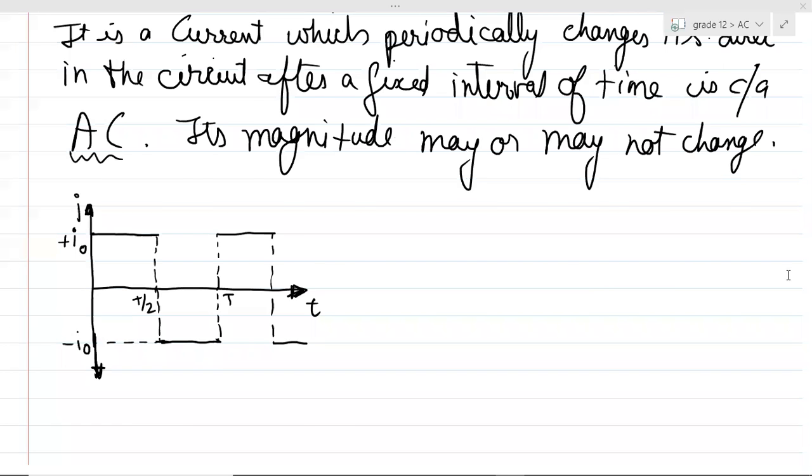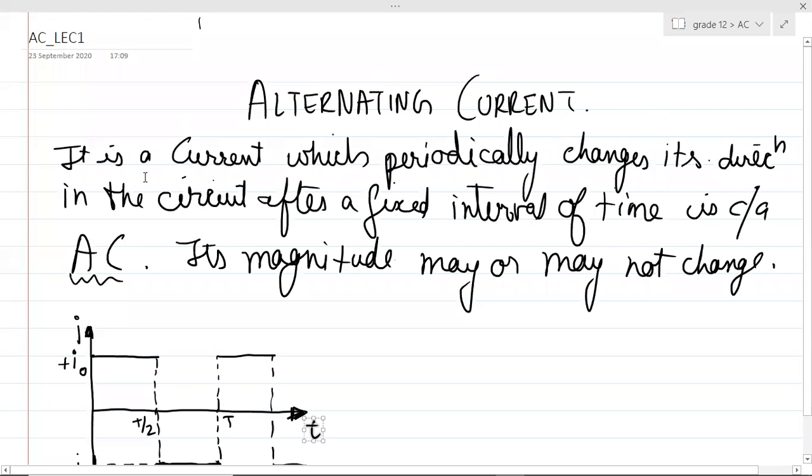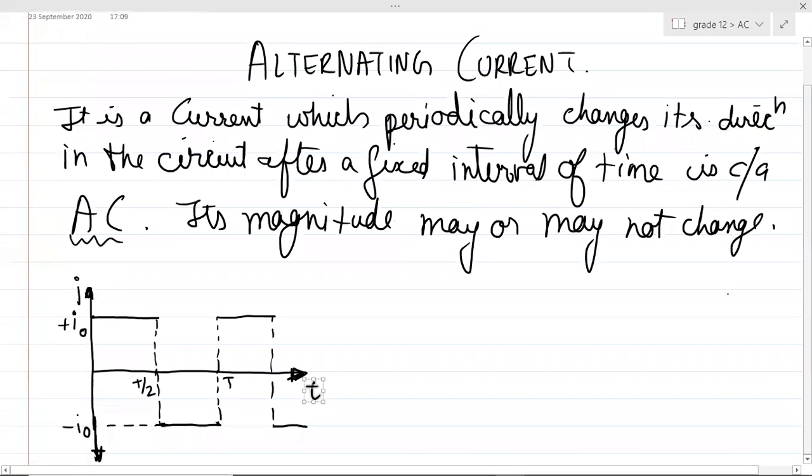So basically, what is alternating current, guys? It is a current which periodically changes its direction. The direction has to be changed or basically reversed after a fixed interval of time, and the magnitude may or may not change. So depending upon that, you have different alternating current.